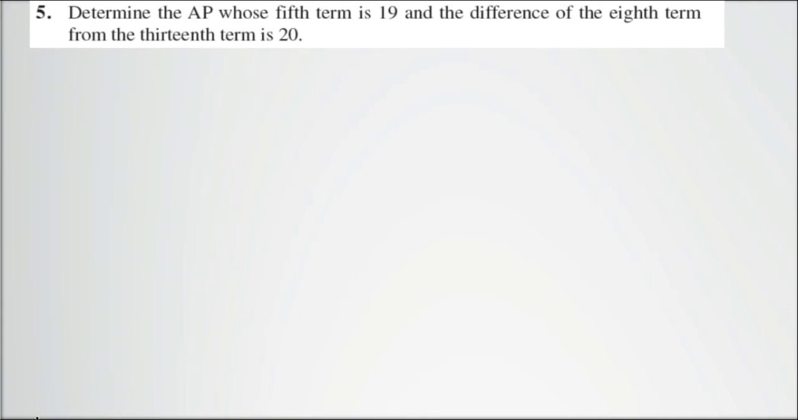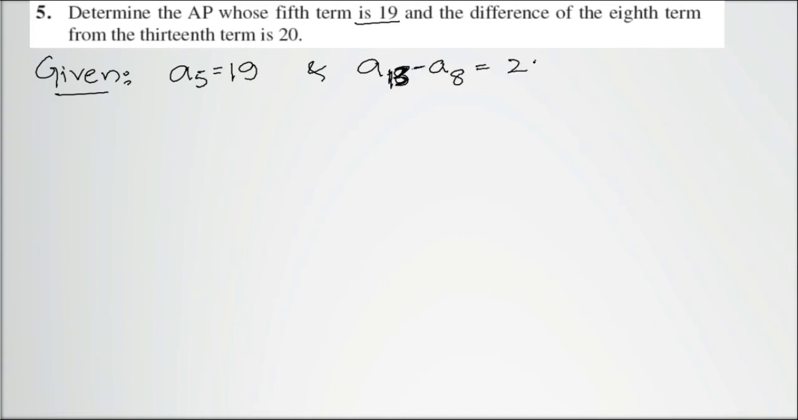Let us solve question 5. Determine the arithmetic progression whose fifth term is 19 and the difference of the 13th term and the 8th term is 20. According to the given, we have fifth term A5 is 19 and the difference of the 13th term and the 8th term, A13 minus A8, is given as 20. With this information, I need to find the arithmetic progression.